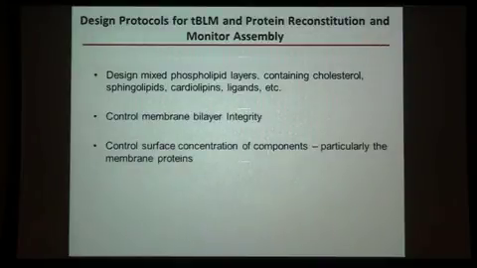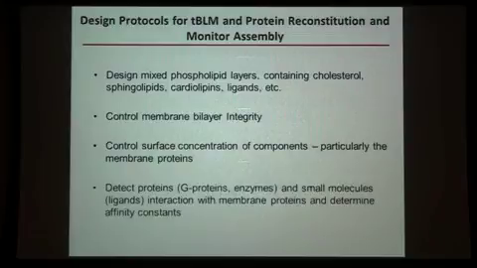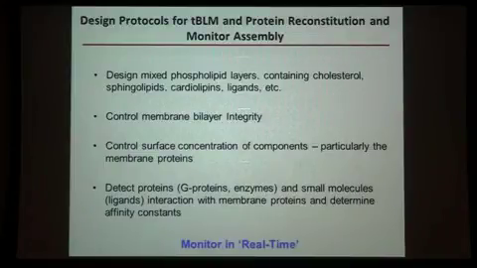but you want to be able to test the system with various different conditions. You want to be able to do this and at the same time monitor the membrane bilayer integrity, and you want to be able to get some idea of the surface concentration of the components, and particularly the membrane protein components. And then ultimately you want to be able to detect the proteins you want bound to your surface for small molecules, and then determine some kind of affinity for those surfaces. And again, ideally to monitor it close to real time.